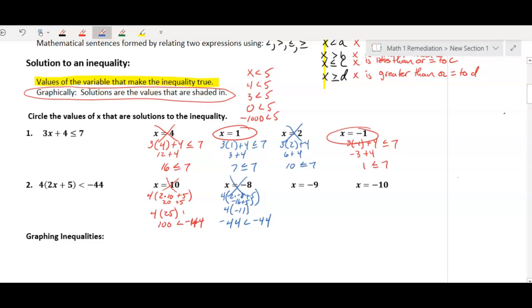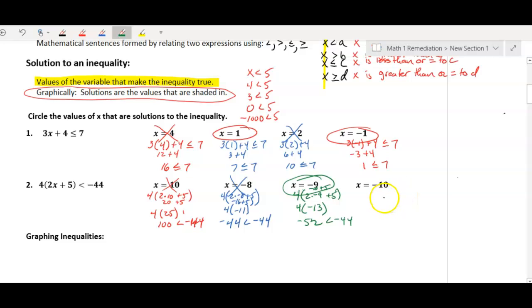Now, the next one, plug it in, is 4 times 2 times negative 9 plus 5. So that there would give me 4 times negative 18 plus 5 would give me negative 13. Is negative 52 less than negative 44? And the answer is yes, it is.